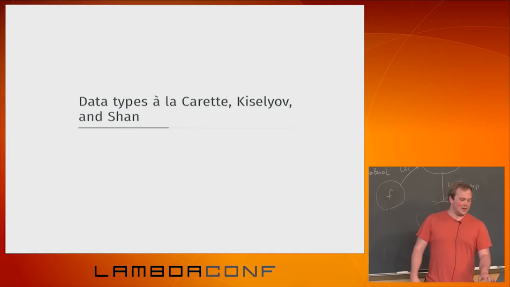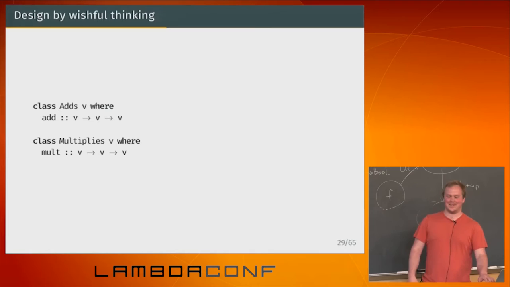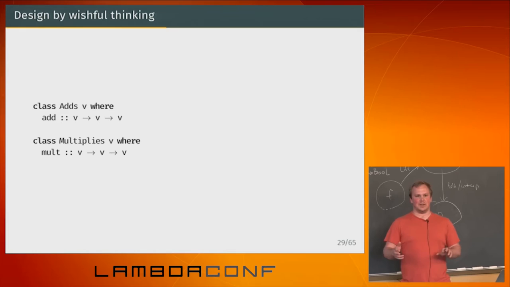So if that was data types a la carte, now I want to talk about data types a la Carrette, Kiselyov and Shan. So let's try this again. Exact same game as before, but instead of representing all of our types concretely as these very obvious ASTs, I'm going to just talk about what it means to add things together and what it means to multiply things together.